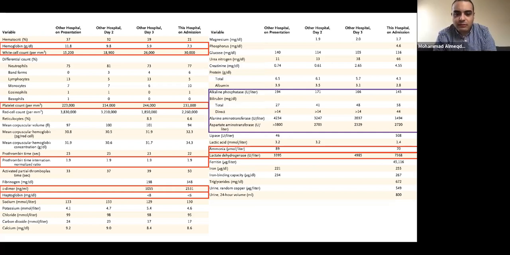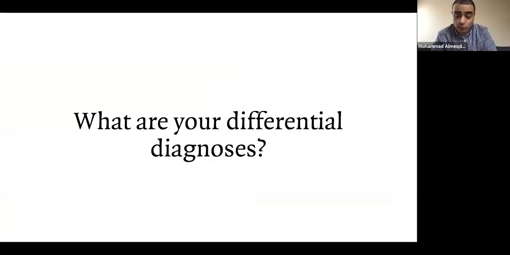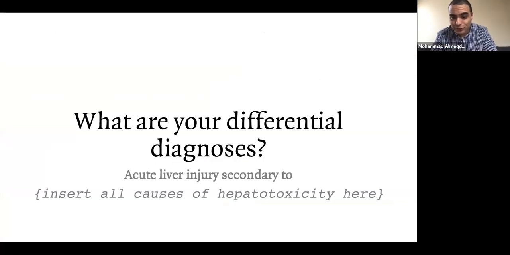I'll give you a bunch of others. Ischemic hepatitis, drug-induced liver injury. All these are, especially acetaminophen. All these can be a cause. So essentially, it's acute liver injury, secondary to something. And I always say, really insert all causes of hepatotoxicity here, like anything.